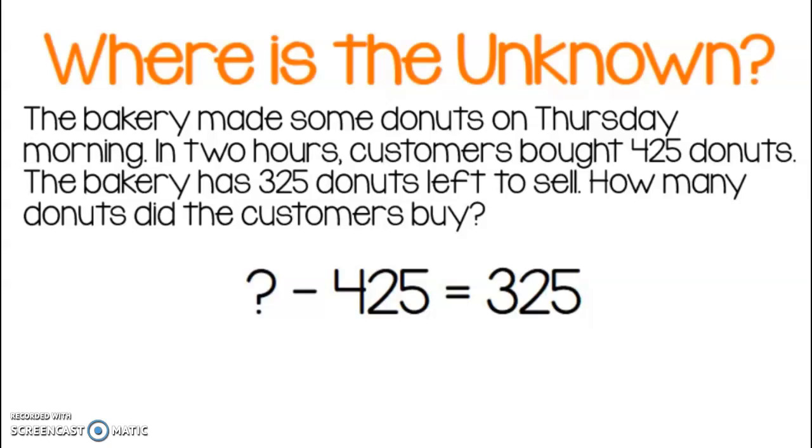Where is our unknown number now? The unknown is now at the start of our equation. This is called the start unknown because the unknown or missing number is at the start of the word problem.